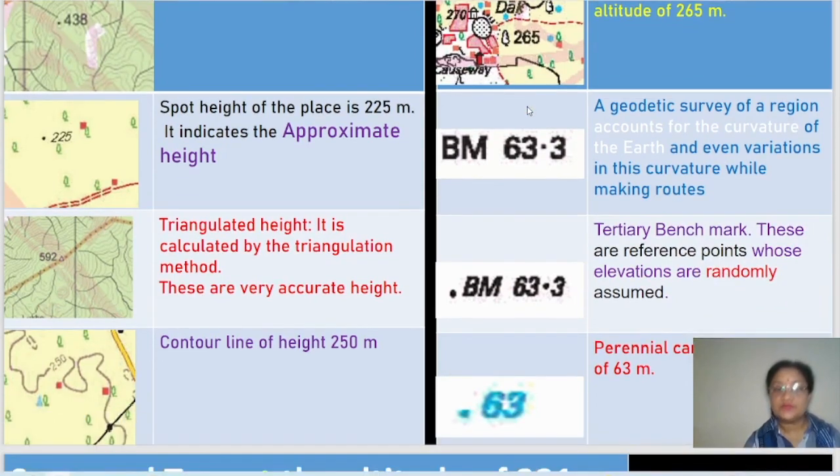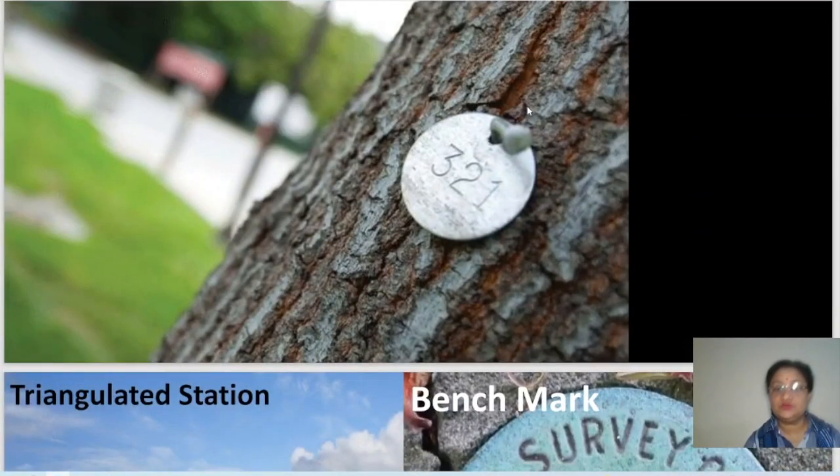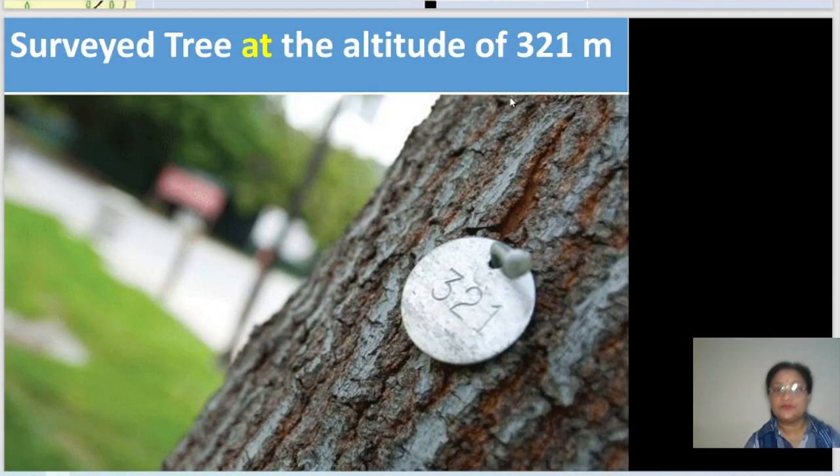Now come to this picture which I was showing you. In this way generally, because for surveying many times it happens that the tree is also taken as a point for survey, right? So when we see this type of thing, 321, now what is it? Actually it is not showing the height of the tree, it indicates the height of that point where the tree is standing.